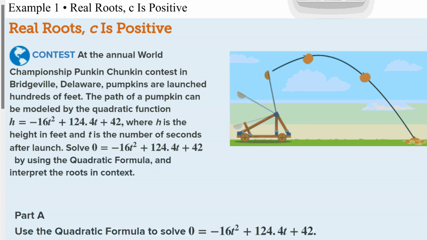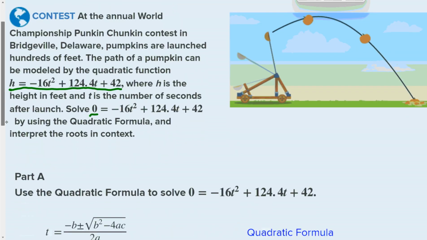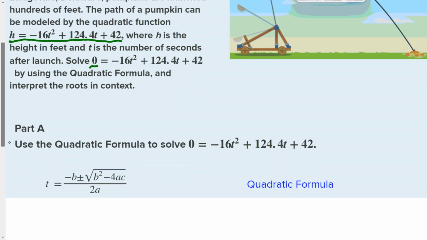Okay, so example number 1, I want to find real roots when c is positive. Here I'm given this pumpkin chunkin catapult, and it's calculated in feet per second. So I'm using the formula we talked about before for the height of a projectile, and I want to know when my height is 0. So I put in 0 for h and solve this using the quadratic formula. That's part 1, and then I want to interpret the results based on the context.